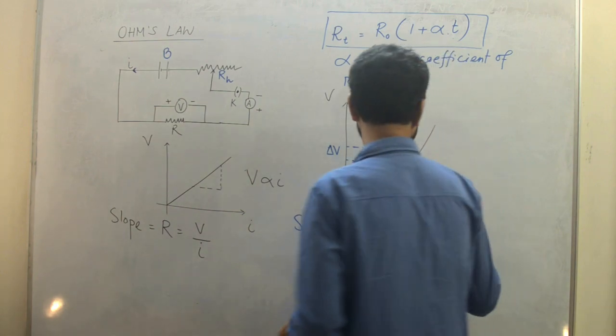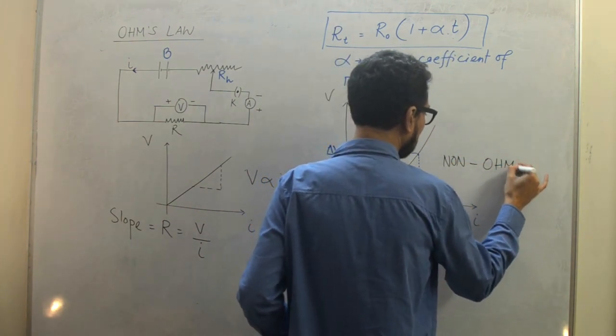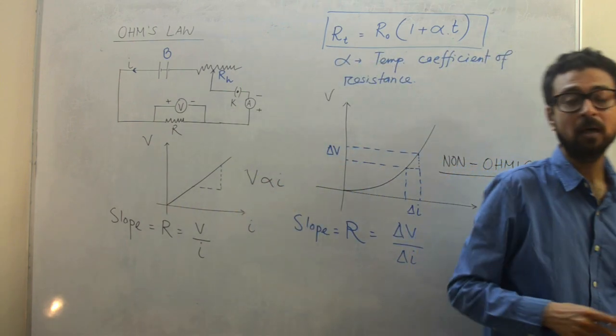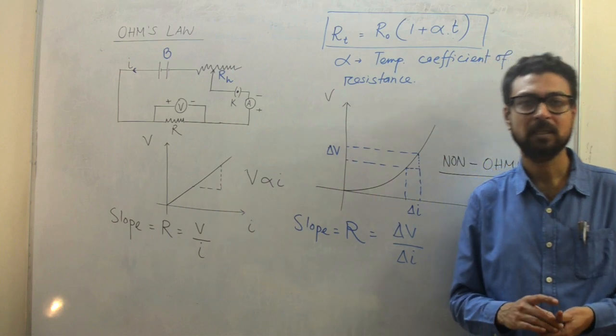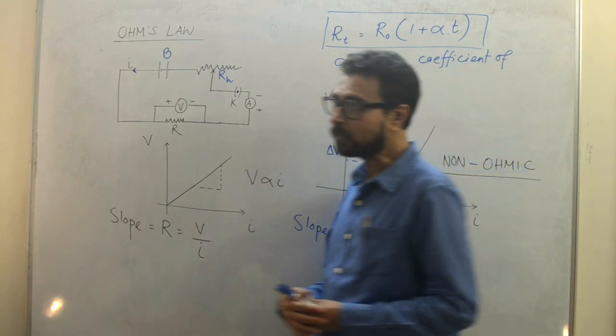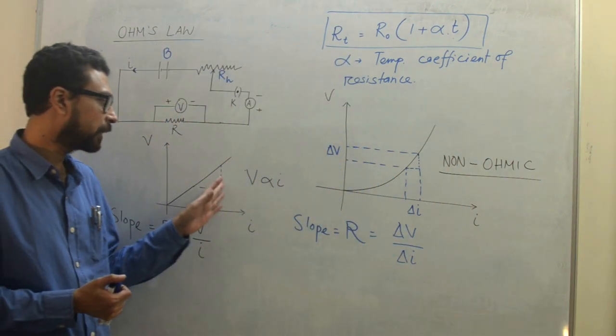I repeat, this is called non-ohmic. Why is it called non-ohmic? Because it is not following Ohm's law. In other words, practically the temperature of the conductor increases when the current passes through it, and even the other physical properties also somehow change, and that's why we don't get this straight line.